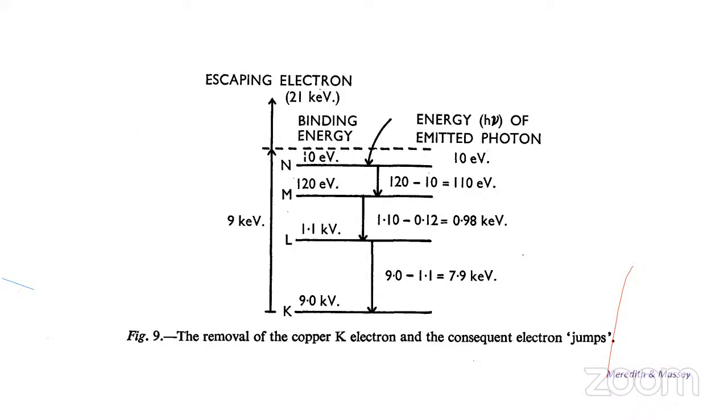So this shows that if an electron moves from one orbit or falls into another orbit, how much energy would be released, and that energy is released in the form of a photon. And this is the one for copper. So the difference between the binding energy of the L shell or K shell and the M shell is the difference which comes out.